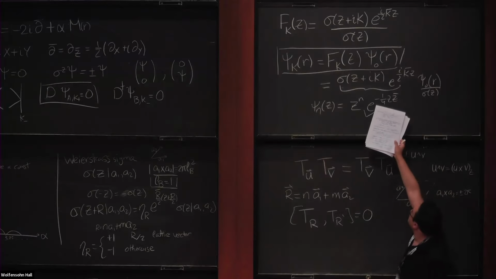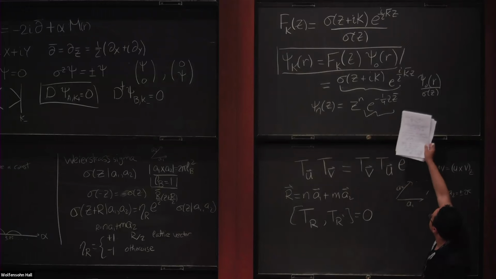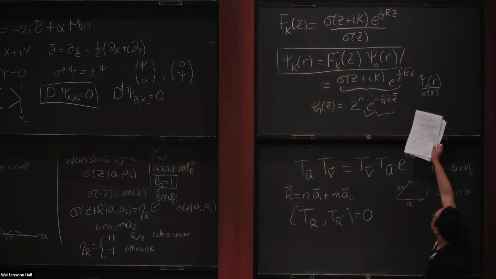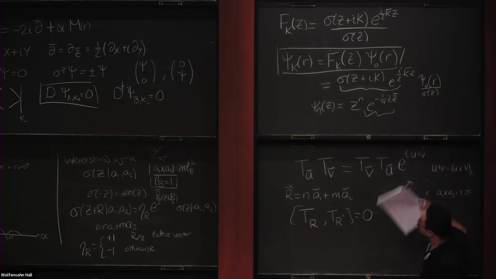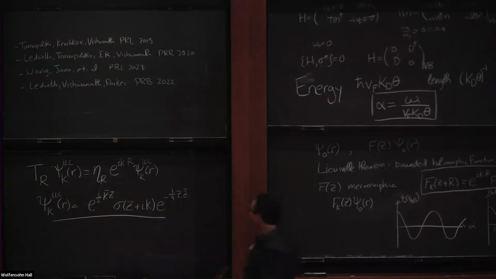So the sigma function piece is common. This piece that has e power i half k bar z is common. And the difference is that we have this more complicated factor instead of this factor here. One way to see this is to just write the wave functions over there in terms of the Landau level wave functions.